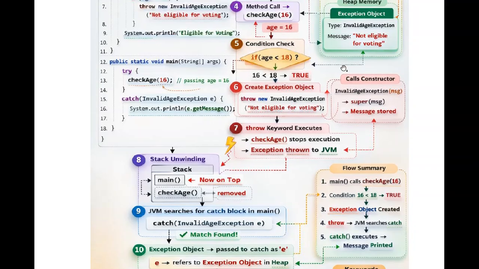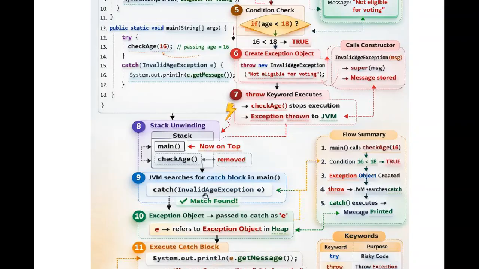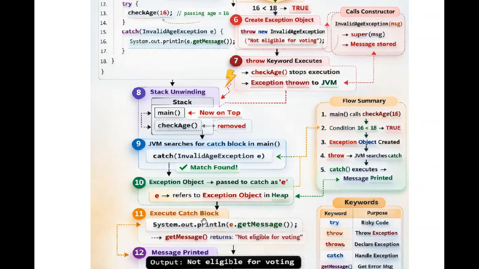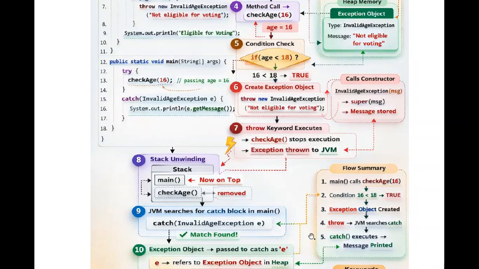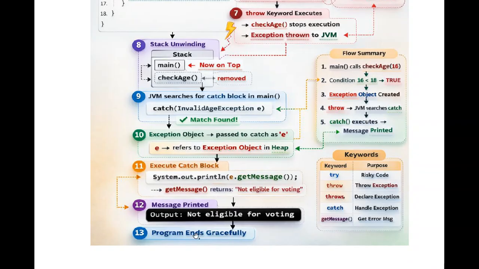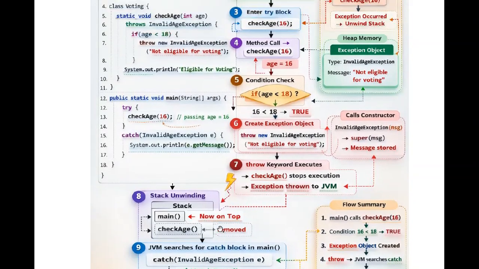E refers to the exception object. See here, we have the exception object in E. So execute that catch block. What will getMessage return? It returns what E already has: not eligible for voting. So that's the reason we get the output as not eligible for voting. The program ends gracefully.